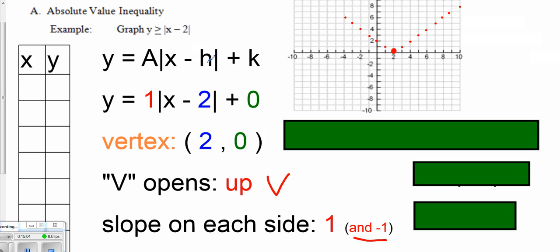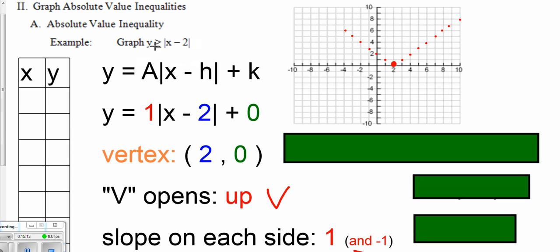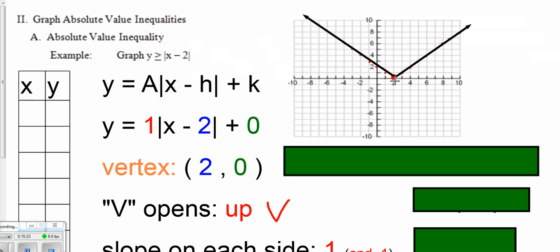Well, we have to decide, is it dashed or solid? Because this is greater than or equal to, instead of drawing that dashed line and filling it in, we can just go right for drawing a solid line because it says or equal to. So a solid line that way and a solid line that way. So here's our absolute value line.